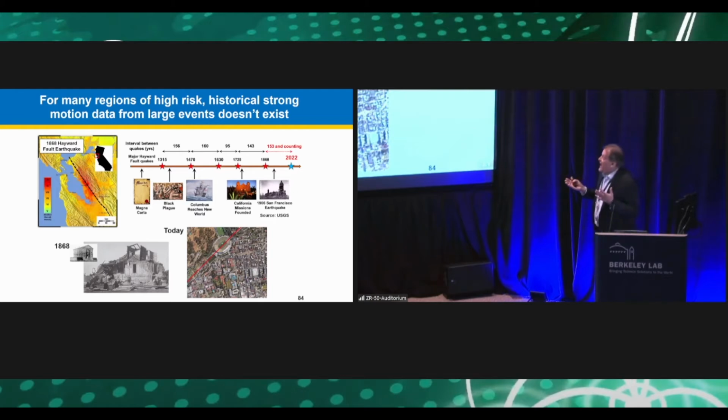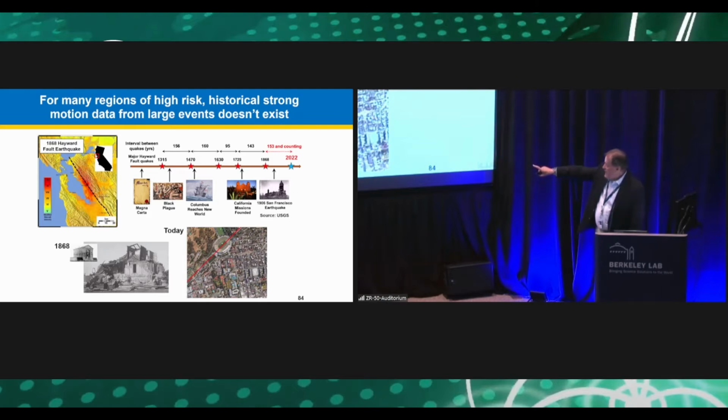I'm showing you the last set of earthquakes on the Hayward Fault. They occur about once every 150 years. Those of you that work here like me happen to know we're 153 years into the next cycle, which is not good. So an earthquake is coming on the Hayward Fault. But if you look at this, the last earthquake was in 1868. That's what was in Berkeley in 1868.